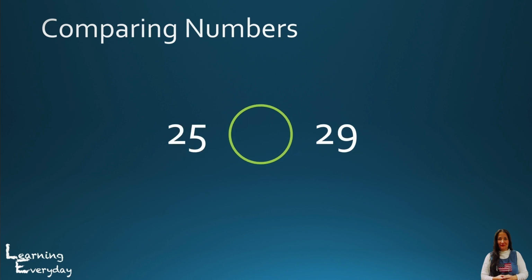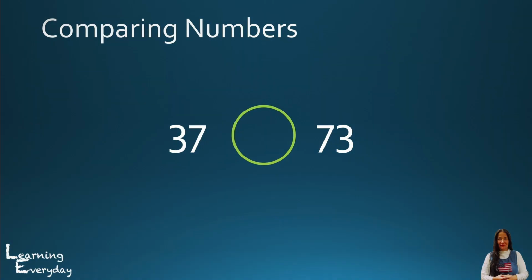Comparing numbers, 25, and we see a 29. In your mind, look in the tens column. Which number is greater? In the tens column, they're the same, a 2 and a 2. Now we have to move to the ones column. On the left, you see a 5, and on the right, you see a 9. Which is greater? The 9. 25 is less than 29.